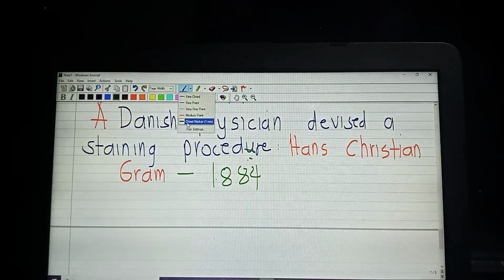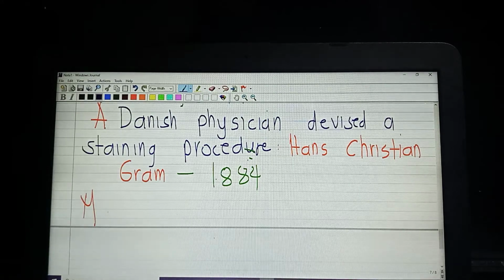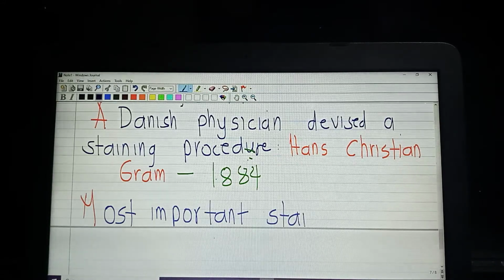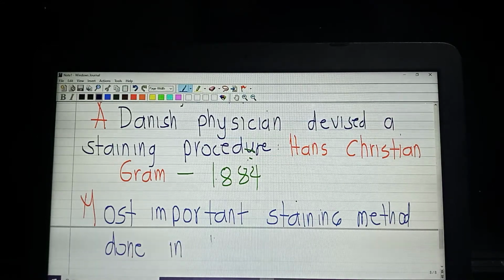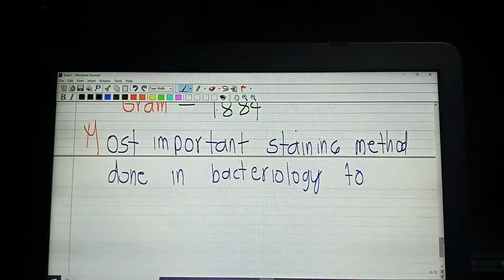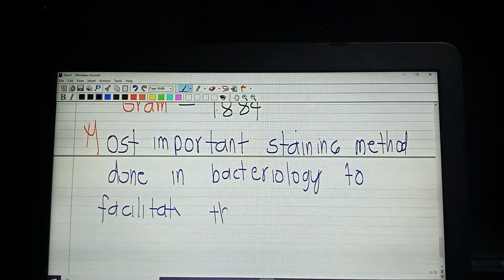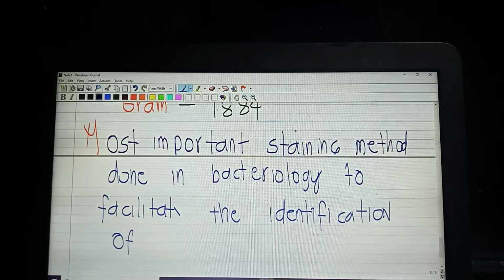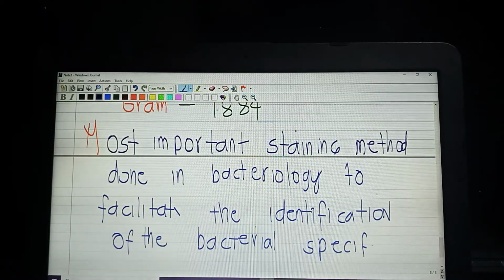And the last one, letter M. The characteristic of letter M of gram staining is that it is the most important staining method done in bacteriology in order to facilitate the identification of the bacterial species. So those are the characteristics of your gram staining.